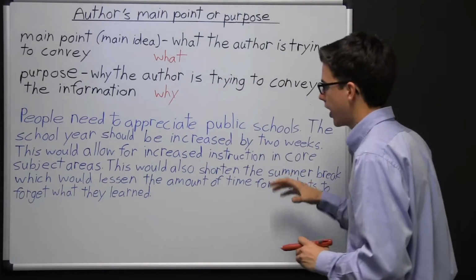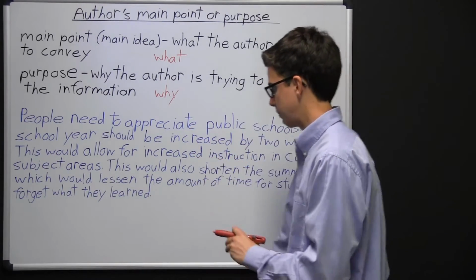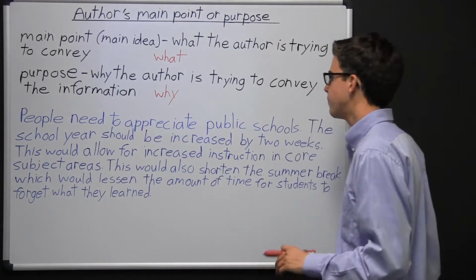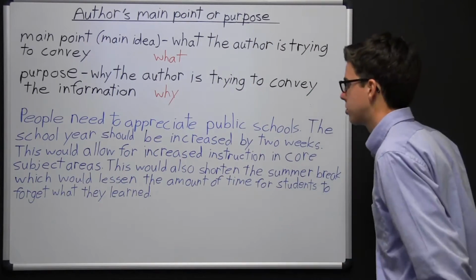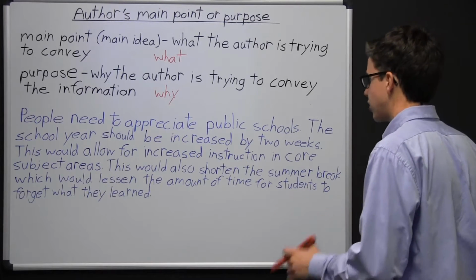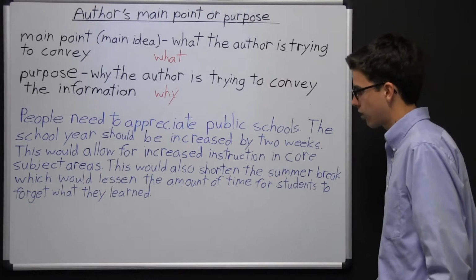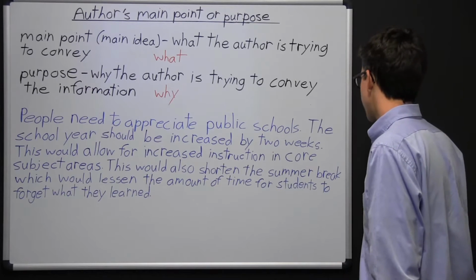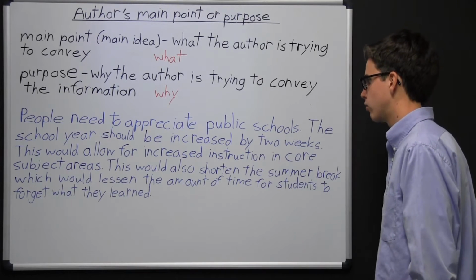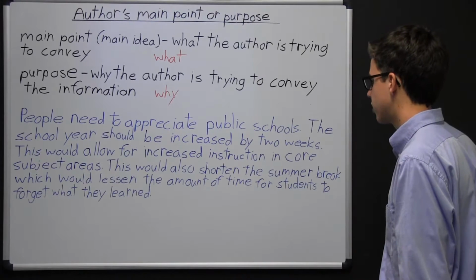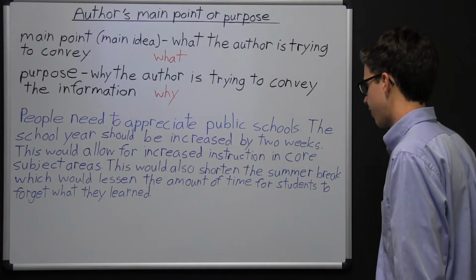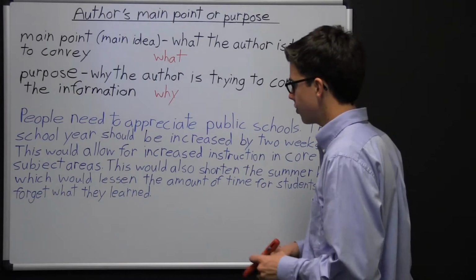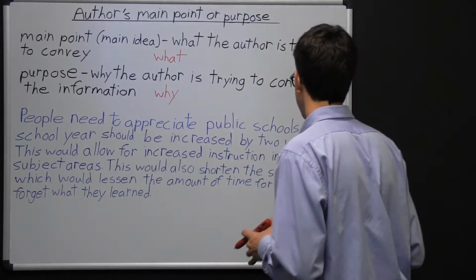So we have a passage right here, and we're not going to look for the purpose in this main passage. We're just going to look at the author's main point. So this says, people need to appreciate public schools. The school year should be increased by 2 weeks. This would allow for increased instruction in core subject areas. This would also shorten the summer break, which would lessen the amount of time for students to forget what they learned. So, this first sentence here says people need to appreciate public schools.